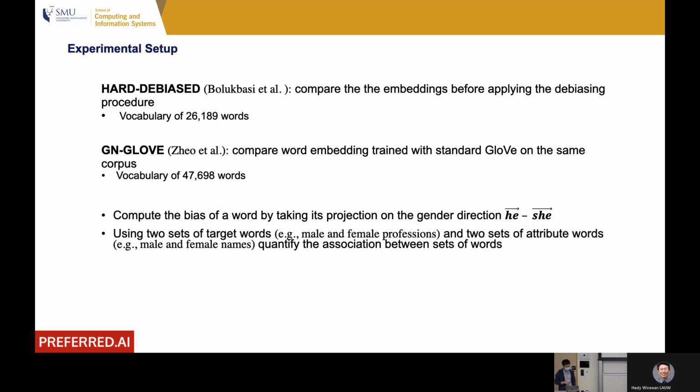The setup they use is the previous methods, hard debias and GN, the gender neutral GloVe. They compute the bias of a word by taking its projection on the he minus she direction, and using two sets of target words and attribute words to quantify the association between several words.